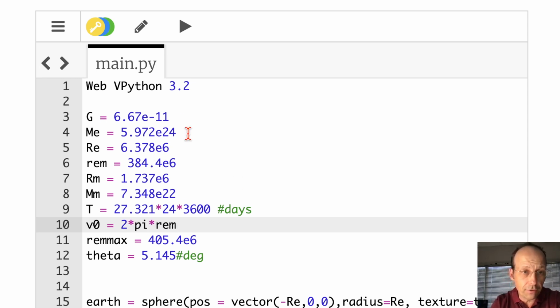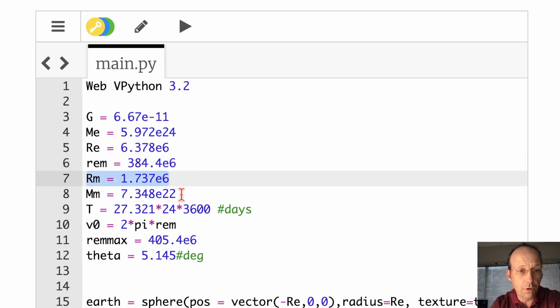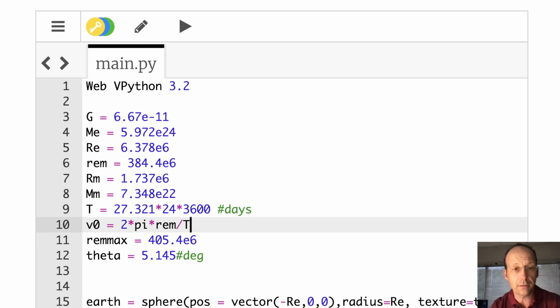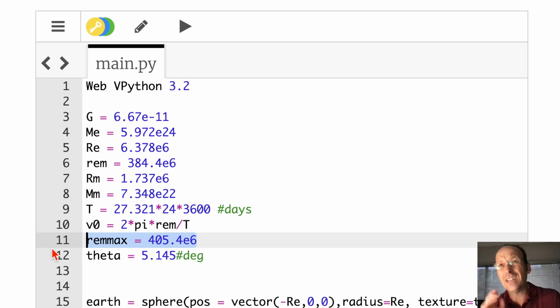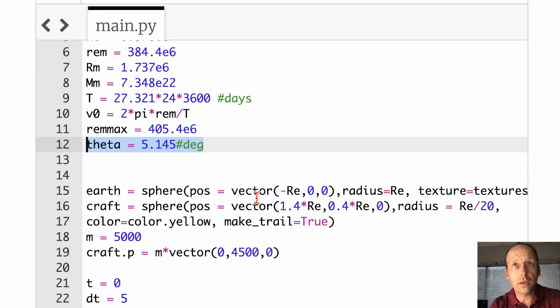So I have all these values. I have the gravitational constant, the mass of the Earth, the radius of the Earth, the Earth-Moon distance, the radius of the Moon, the mass of the Moon, the period, and this will be the velocity, so it would be divided by T. And this REM max, that's just because it's not in a circle. I might use that. This is the angular tilt. I don't know if I'm going to use that. So I'm just going to go through here.